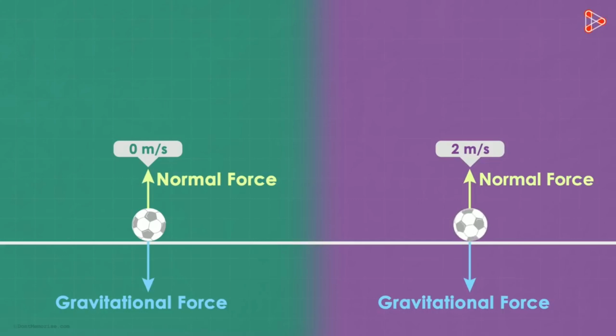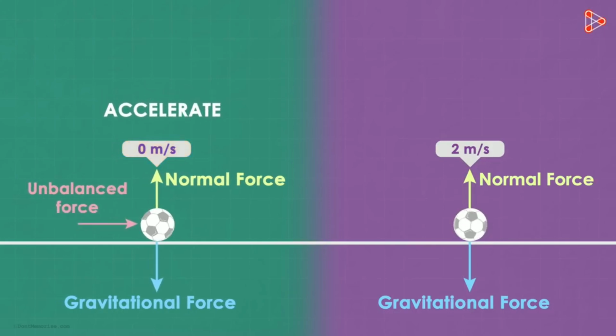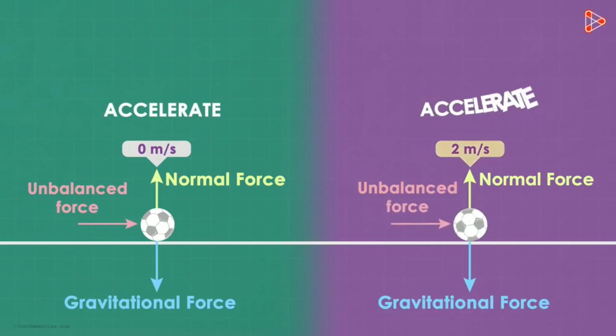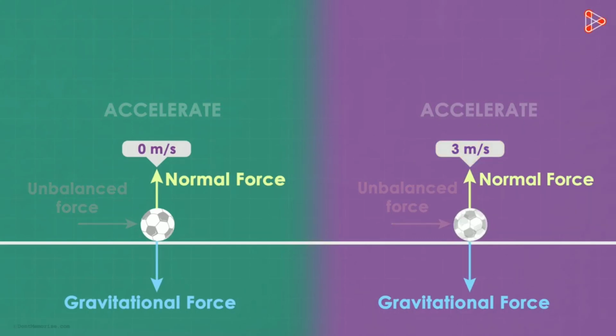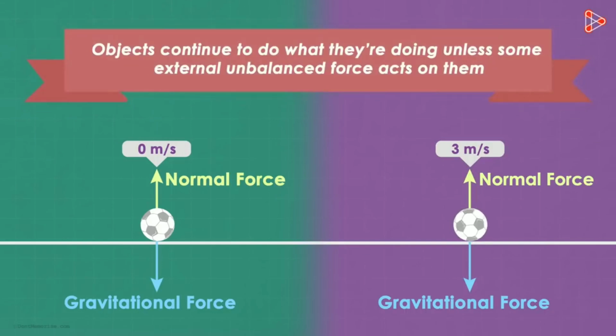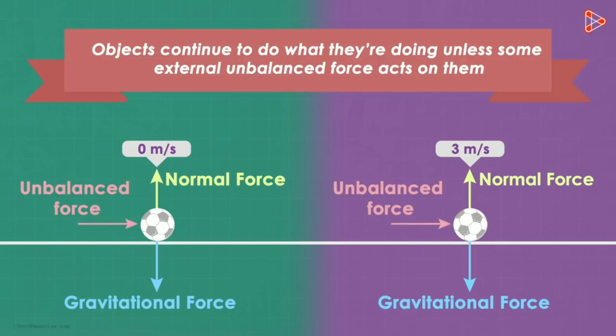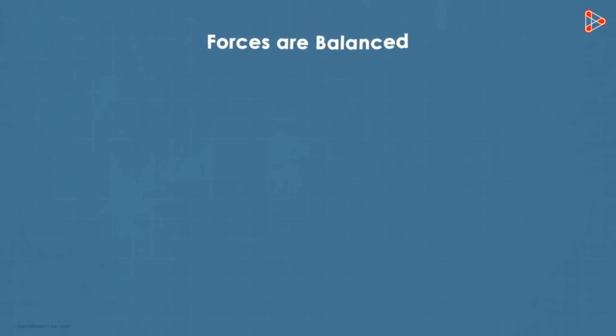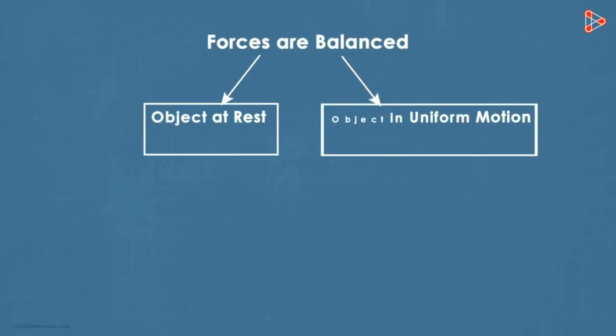If it's at rest and an unbalanced force acts on it, it will move. If it's in constant motion and an unbalanced force acts on it, it may accelerate or change direction. It means that objects continue to do what they're doing unless some external unbalanced force acts on them. We can also understand this using a simple diagram. If the forces are balanced, there can be two cases.